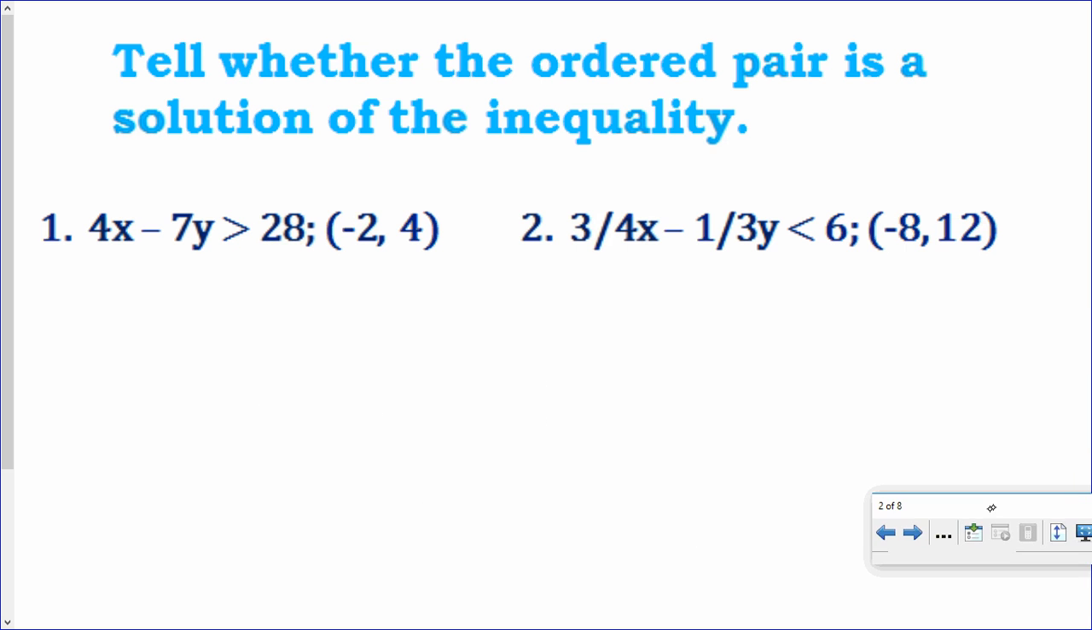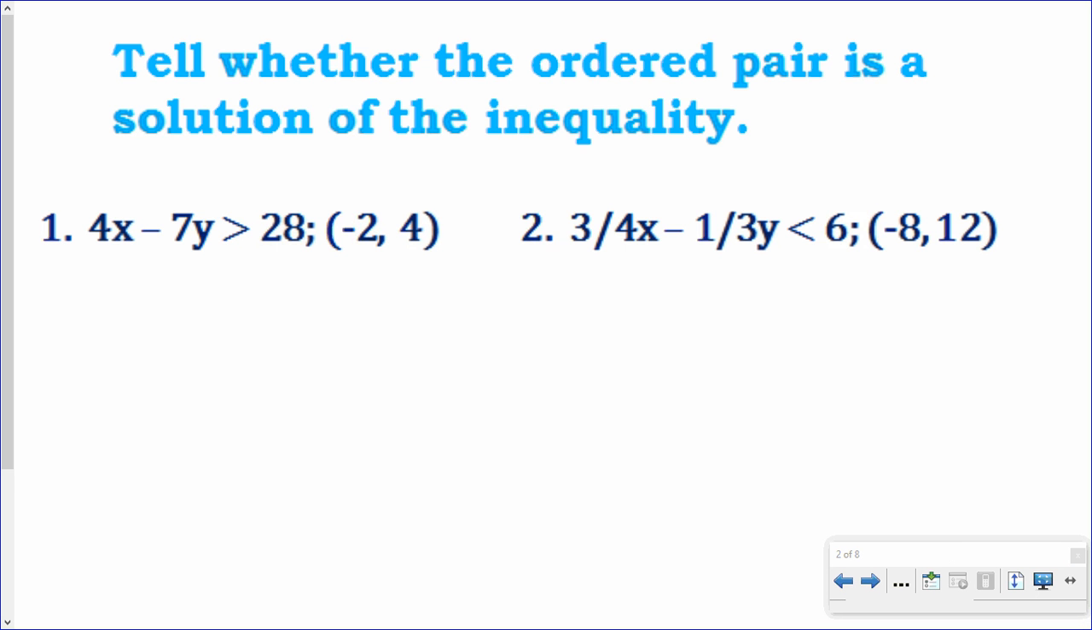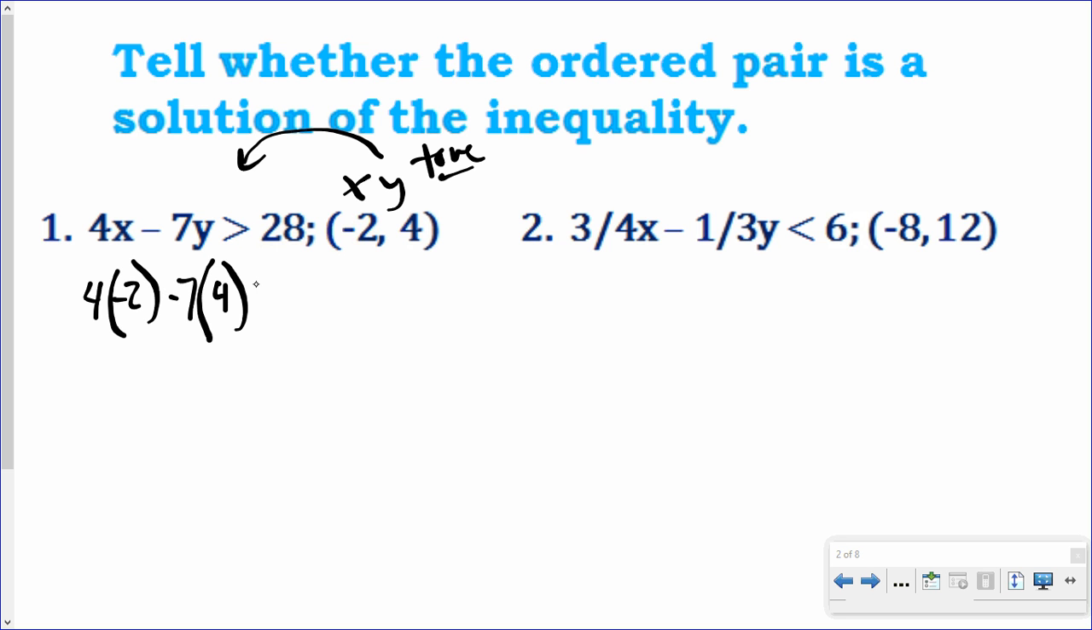So the first part here, it's asking you to tell whether the ordered pair is a solution of the inequality. So we have our x and our y values that we need to plug into our inequality and see if it actually makes a statement that's true. If it's true, we're good. It's a solution. If it's not true, then that means it just doesn't work. It doesn't fit with the inequality. So here we go. We're going to do 4 times, instead of x, we're going to use a -2. Subtract 7 times 4, and that's going to be greater than 28.